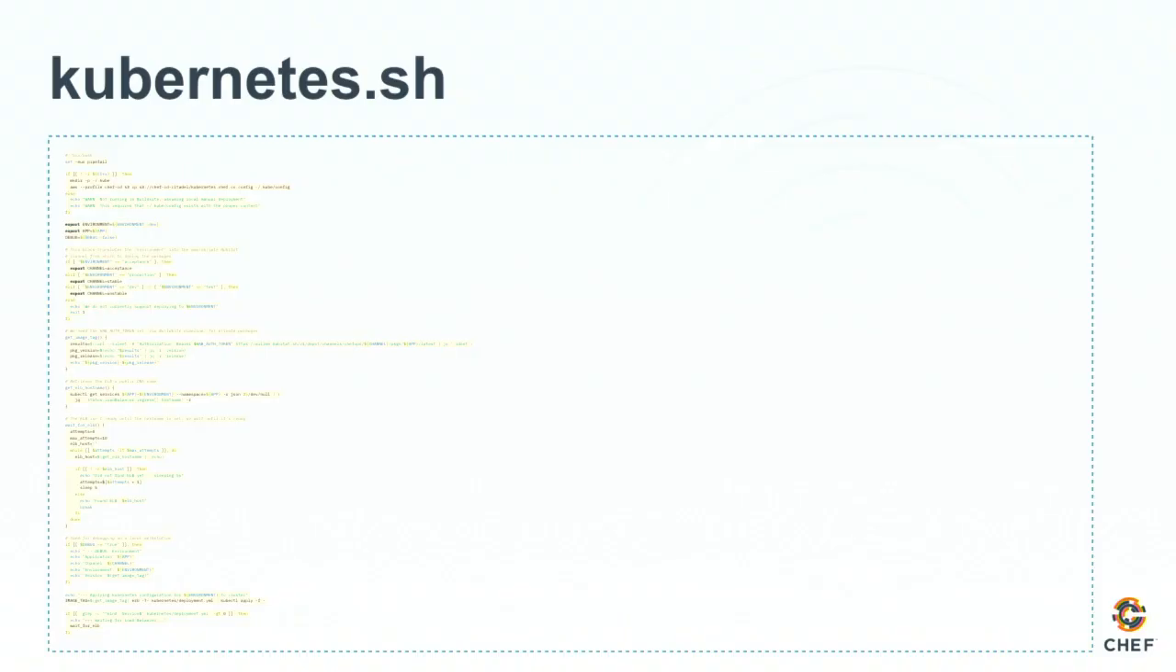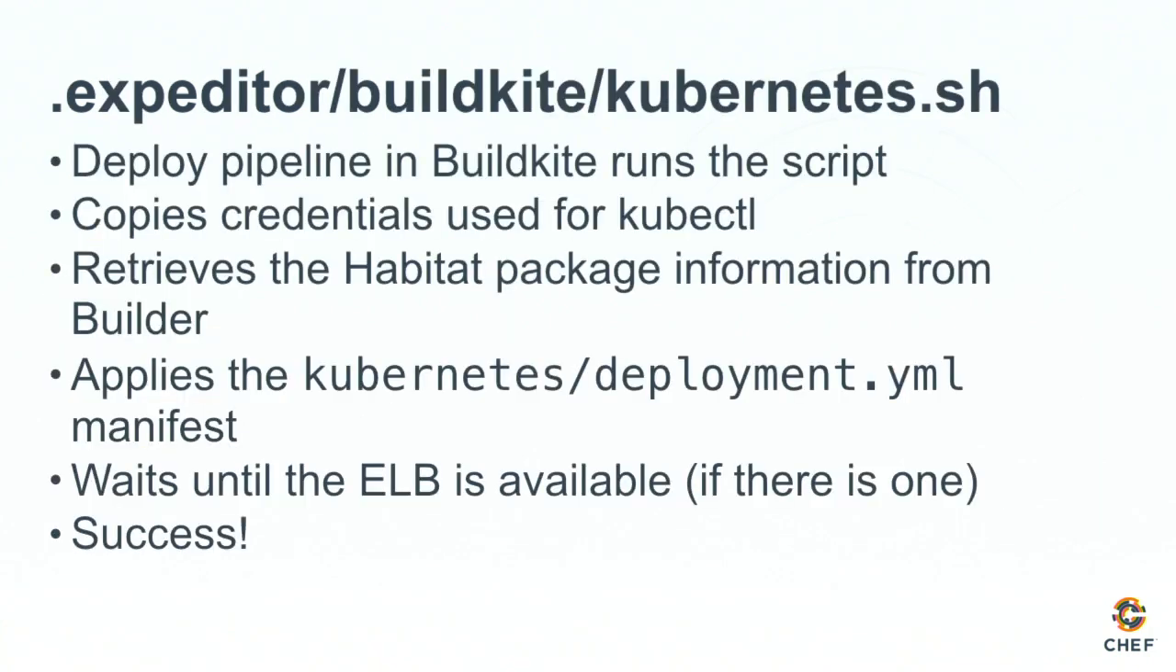So here's the kubernetes.sh script. It delightfully fits on the slide. I guess it's hard to read, so I'll tell you what it does. The deploy pipeline in Buildkite is going to run this script. And it's going to get a few environment variables that get passed in. If you saw the app name and the environment were in a previous YAML thing, that gets passed into this.